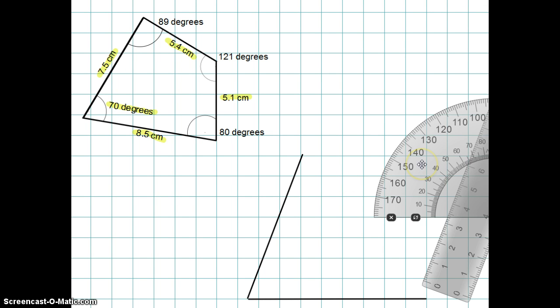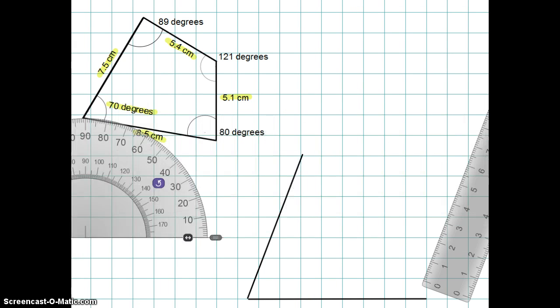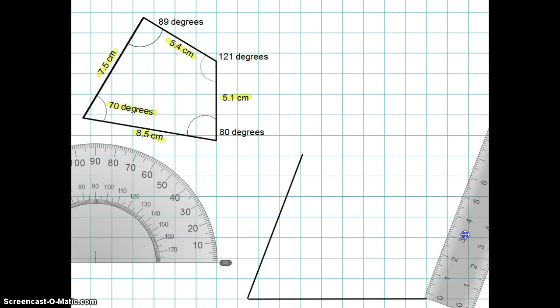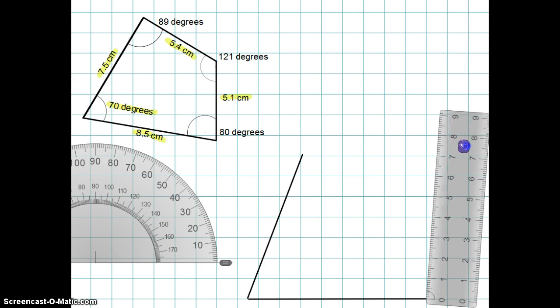Okay, next I've got two sides left for me to focus on, and I can choose either of them. Why don't I choose this one here? I know by looking at this original diagram that this side here is 5.1 centimeters long. Now, here's something I'm not going to be doing. I am not going to place my ruler right there at this vertex and just draw any line that is 5.1 centimeters long.